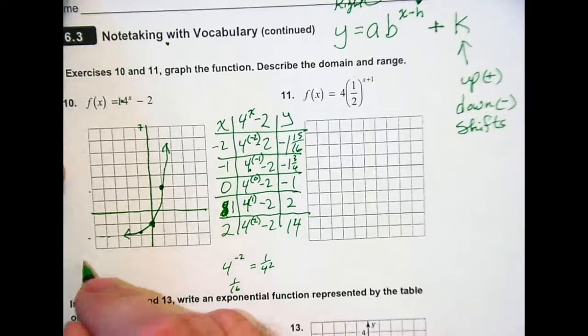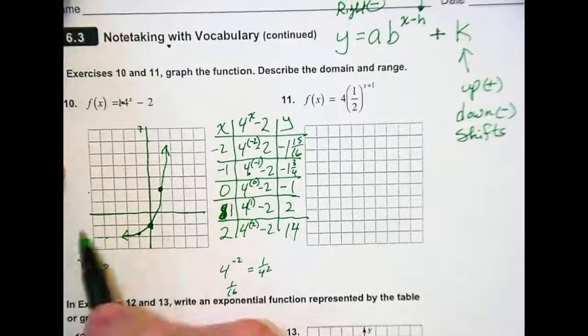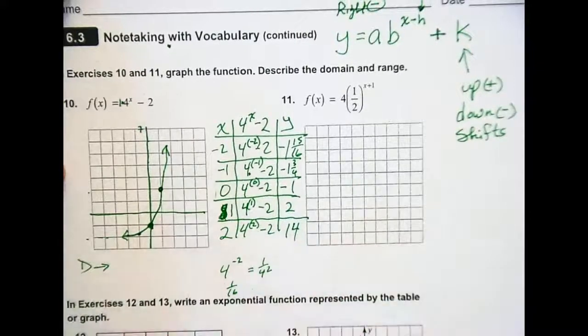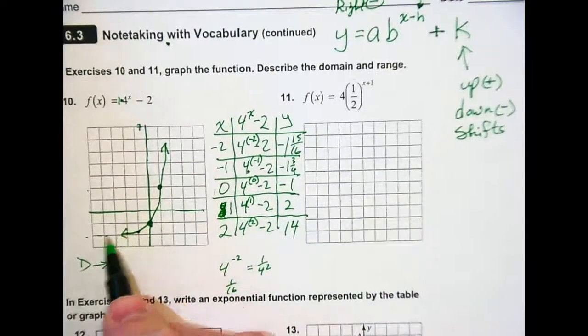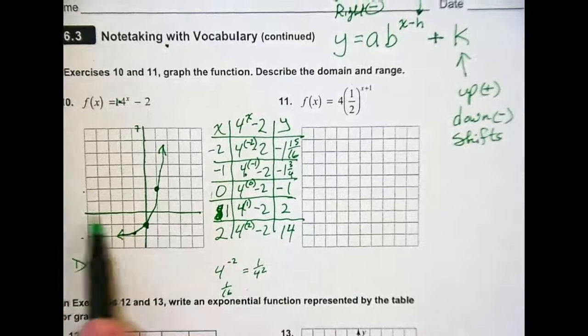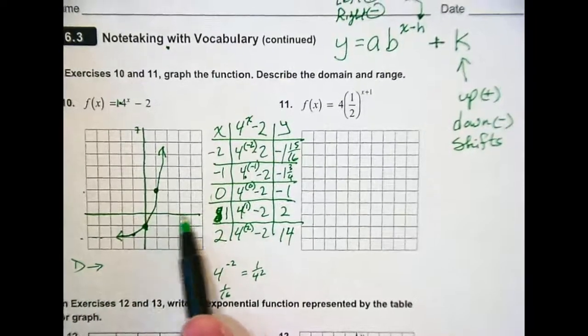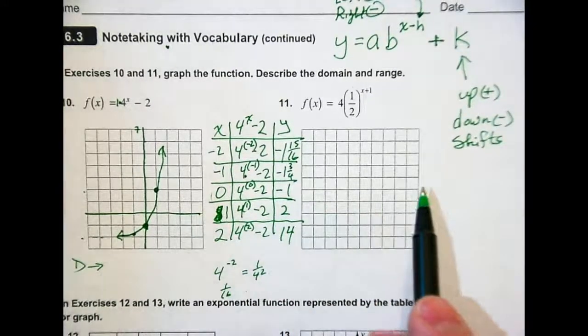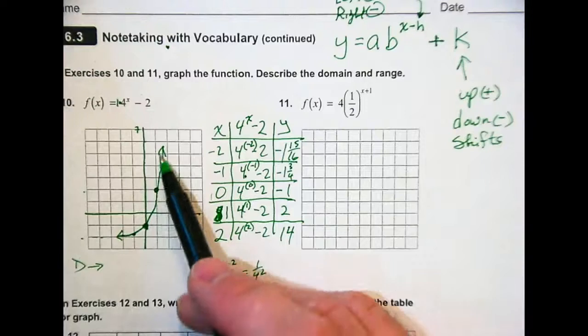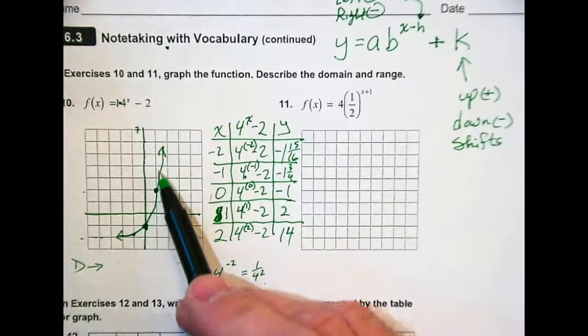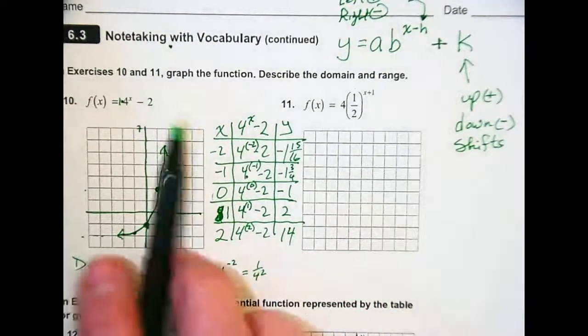Your domain. Domain is x. Is this ever going to end on the x-axis? No. Will it always keep going this way for the x? Yes. Will it always keep expanding out in this direction for the x? No. It looks like it's going slowly, but it's still moving outward, right? But it's going really slow.